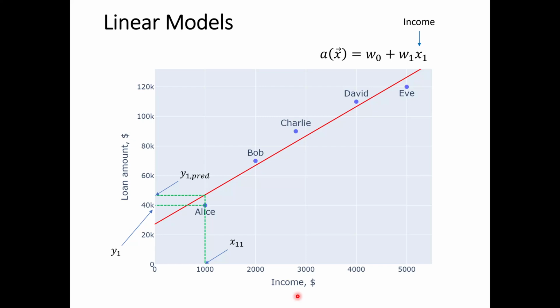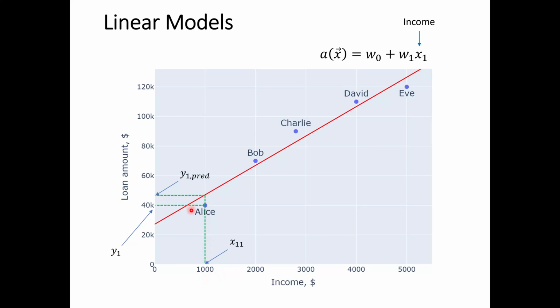Let's look at the graphical representation of our regression task. Here we have only one feature, income, and want to predict the loan amount. As we have already seen, such a task can be represented on a two-dimensional plane. Linear models on a two-dimensional plane are represented by straight lines. Here our model is shown as a red line. The equation of this line is w0 plus w1 x1. We can find the loan amount predicted by our model by finding the value on the y-axis for any x, which represents income. For example, for Alice, with an income of $1,000, the model predicts this value.